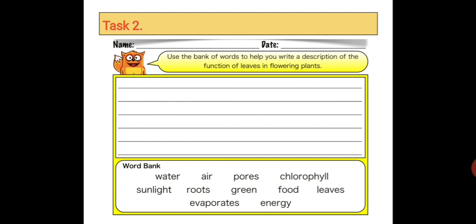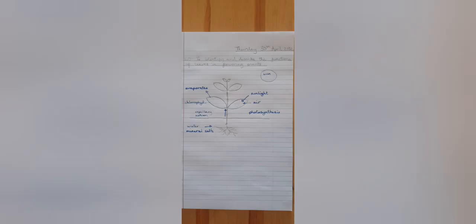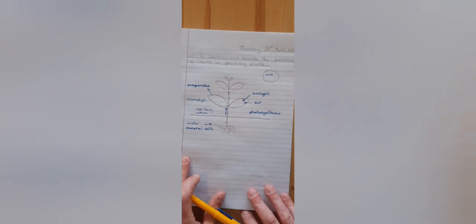So underneath your diagram, we're going to write a series of statements all about photosynthesis. So at the end of this page, we will have a diagram showing photosynthesis, and we will have written all about how photosynthesis works. So I'm going to write underneath my diagram, I'm going to write 2, because this is the second task, and actually I'm going to go back and I'm going to write 1 there, because that's the first task, just to remind me.